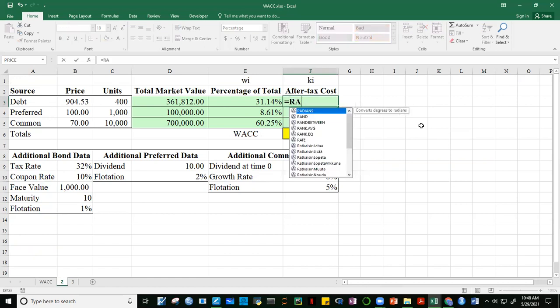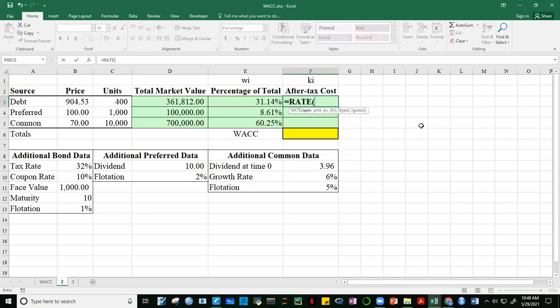How do we compute that? We use the RATE function. Enter the number of periods of the debt, which is 10 years. Then the PMT, the annuity, is 10% of the face value of 1,000. The price is 904.53, but there is a flotation cost, meaning we deduct 1%. So it's 1 minus 1%, and that's the price. Then, what is the future value? The future value is your face value.